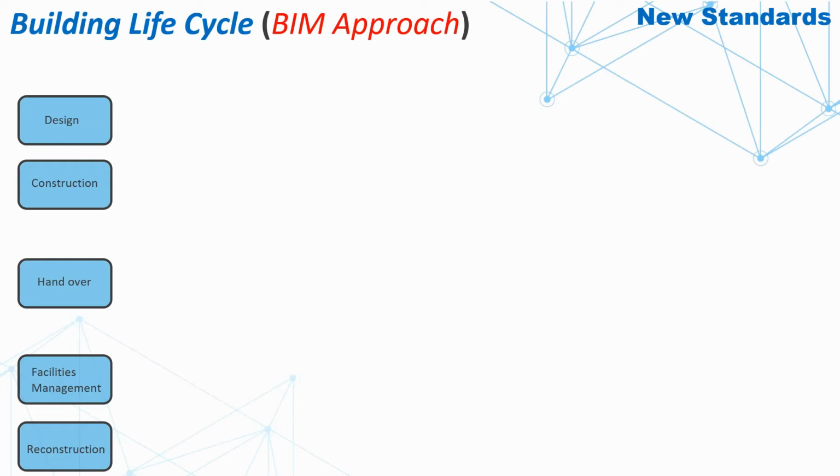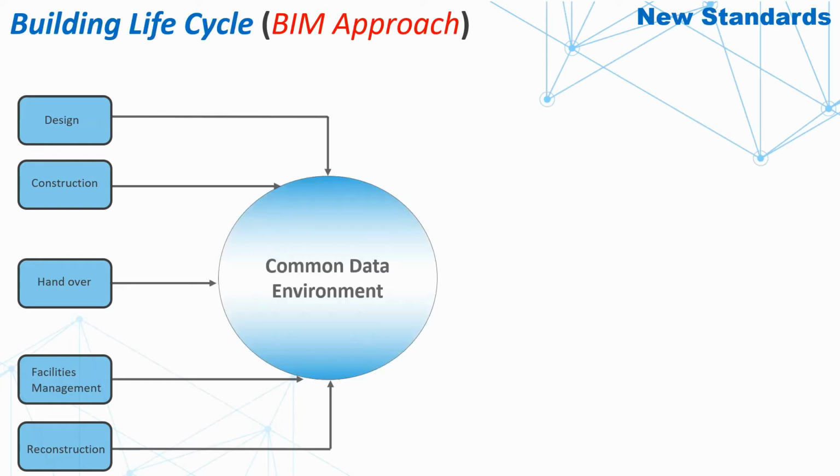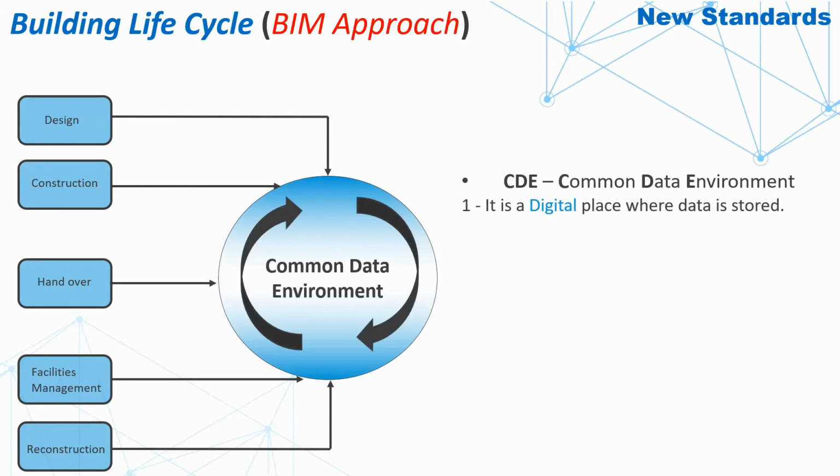What if all phases fed into an ever-growing bubble of data? The bubble stores data from all phases of the building lifecycle. Every time we add more data to this bubble, it grows. So we refer to this bubble as the CDE, or Common Data Environment. The CDE itself is defined in two terms. One, it is a digital place where data is stored. So it's not a physical server. This is now a digital place of our data storage.